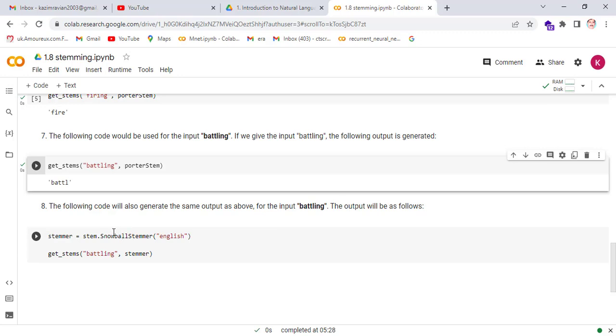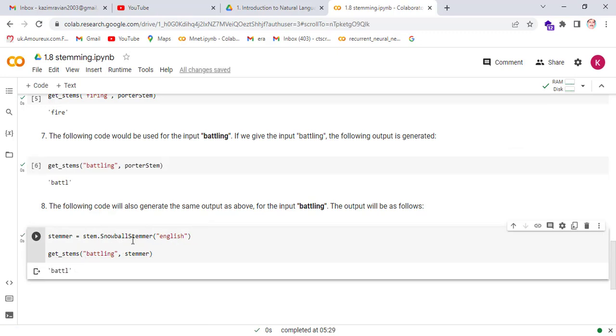And lastly, we see another example: stem.SnowballStemmer English, with get_stem. Snowball is another algorithm which is used to convert a word into its base form, or used for the stemming process. So we can use different algorithms, or there are different algorithms available, which are used for the stemming process.